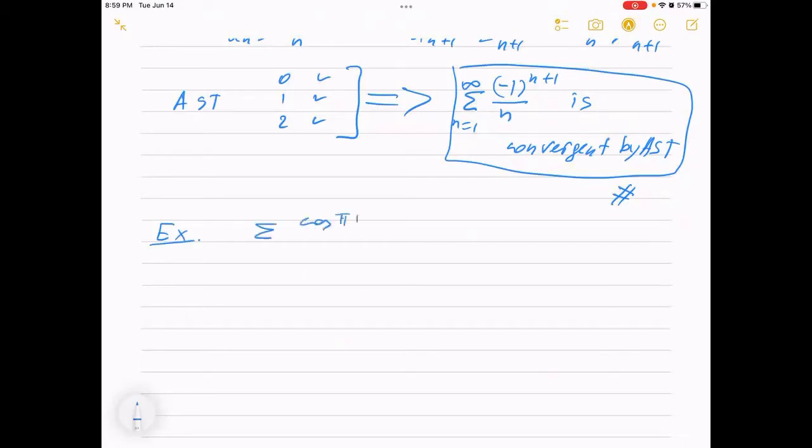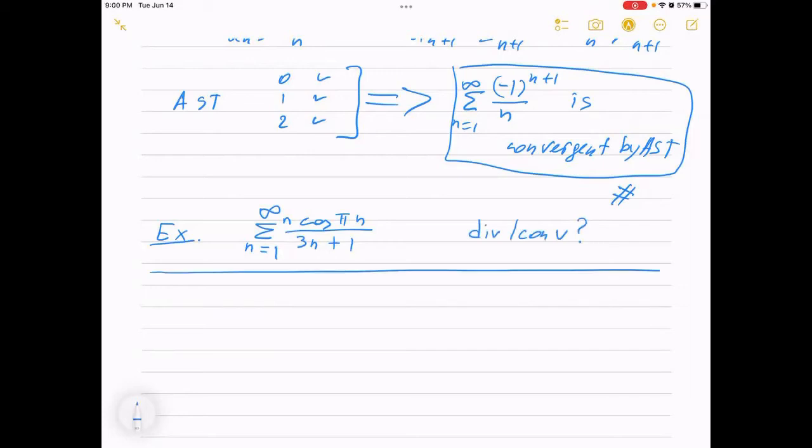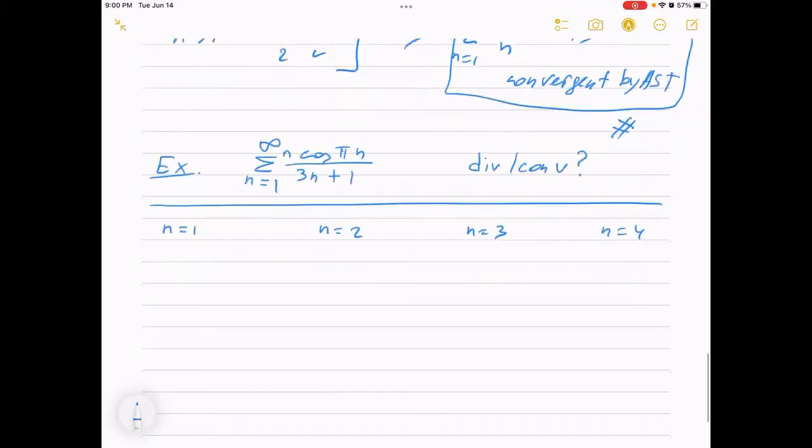The sum of cosine of pi n multiplied by n divided by 3n plus 1, from n equals 1 to infinity. And we still have the same question. We want to figure out whether the given series is convergent or divergent. So firstly, I want to get an intuition for what is going on. So I'm going to write down a few terms, for n equals 1, n equals 2, n equals 3, n equals 4. I'm going to write it down explicitly.